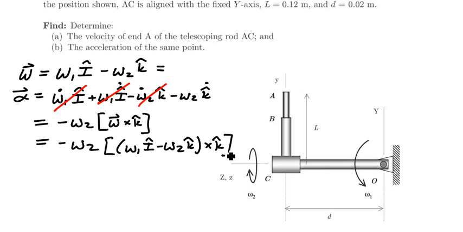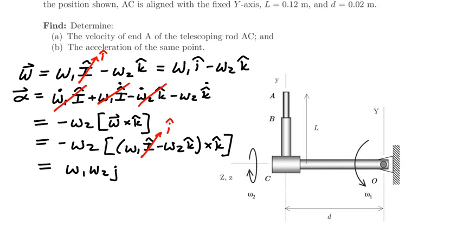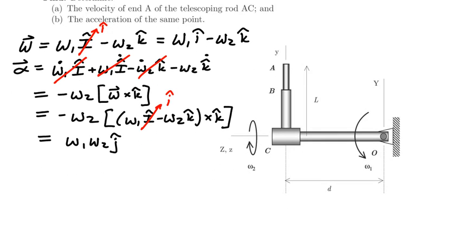and I'll cross that with the lowercase k. At this juncture, I'm going to ask you to note that the upper and lowercase axis sets are coincident at this instant, so I can replace the capital I by lowercase i's in both the angular acceleration and angular velocity formulation. This will leave me with an angular velocity given by omega 1 in the little i, minus omega 2 in the little k, and an angular acceleration given by, noting that k cross k goes away, omega 1 times omega 2 in the lowercase j direction. Now that I have that, I can start to find the velocity and acceleration.